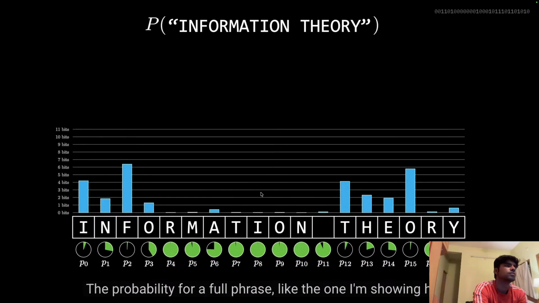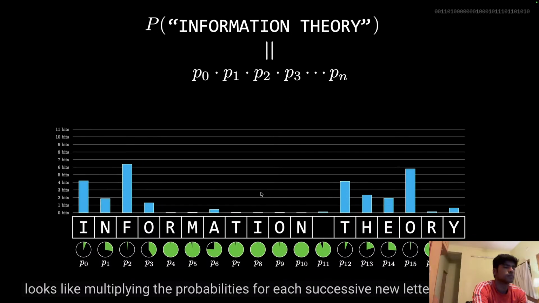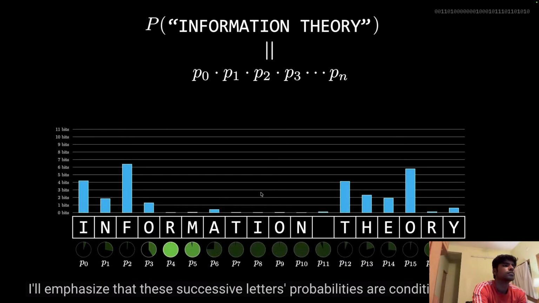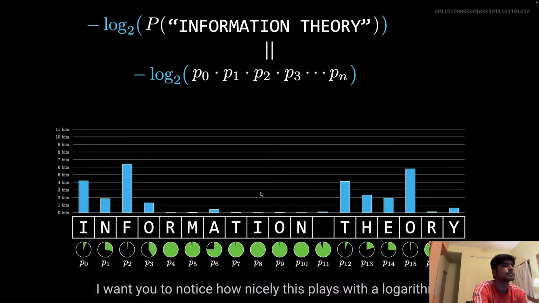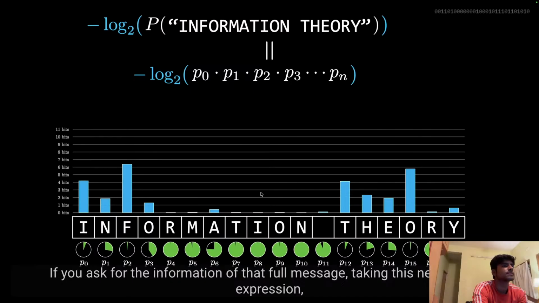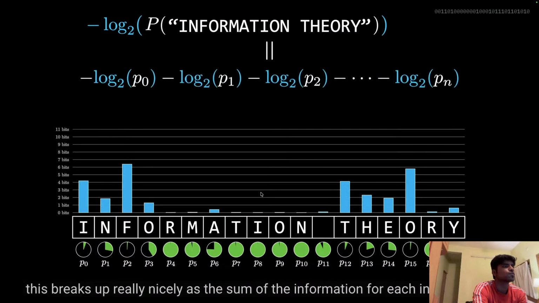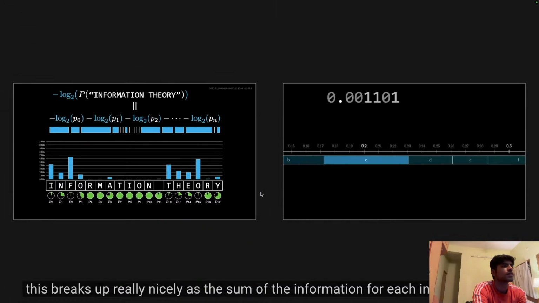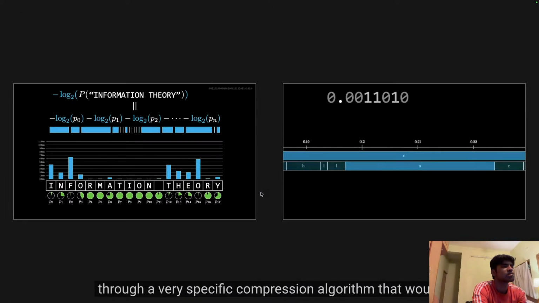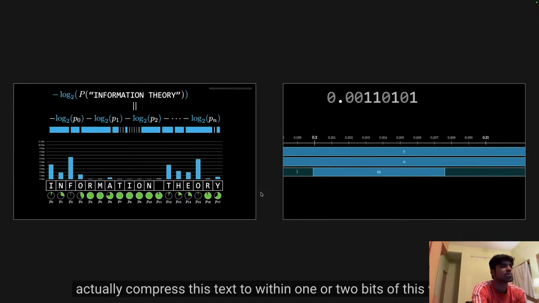The probability for a full phrase, like the one I'm showing here, looks like multiplying the probabilities for each successive new letter. Where, again, I'll emphasize that these successive letters' probabilities are conditioned on what came before. This is essentially the chain rule from probability. I want you to notice how nicely this plays with a logarithm. If you ask for the information of that full message, taking this negative log expression, because logarithms turn multiplication into addition, this breaks up really nicely as the sum of the information for each individual letter. In the final part of this trilogy, I'm going to walk you through a very specific compression algorithm that would actually compress this text to within 1 or 2 bits of this value.